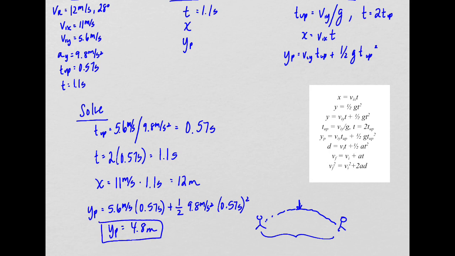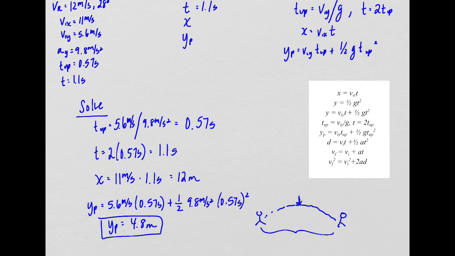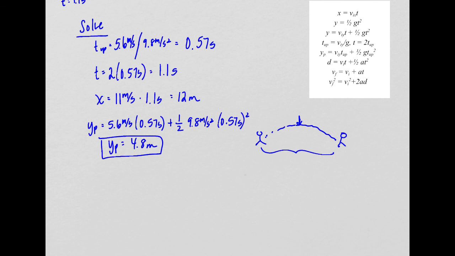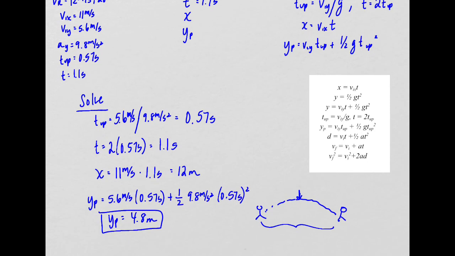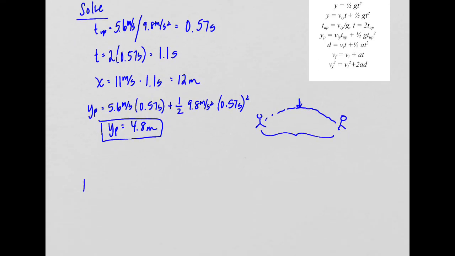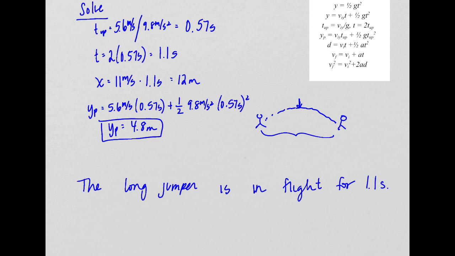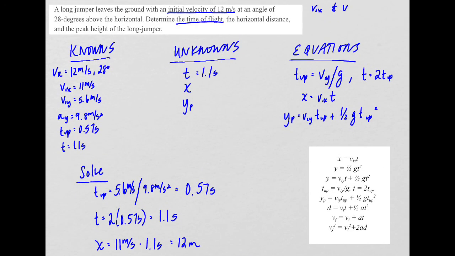We are finished. So in your homework, in your practice problems, you're going to be asked to write your answer in a sentence. So you can't just write everything out like this. So look back at your unknowns. What were you looking for? I was looking for time. Okay, so let's write a sentence about time. The long jumper is in flight for 1.1 seconds. There's a sentence about the time that it takes, the time of flight of the jumper, 1.1 seconds.